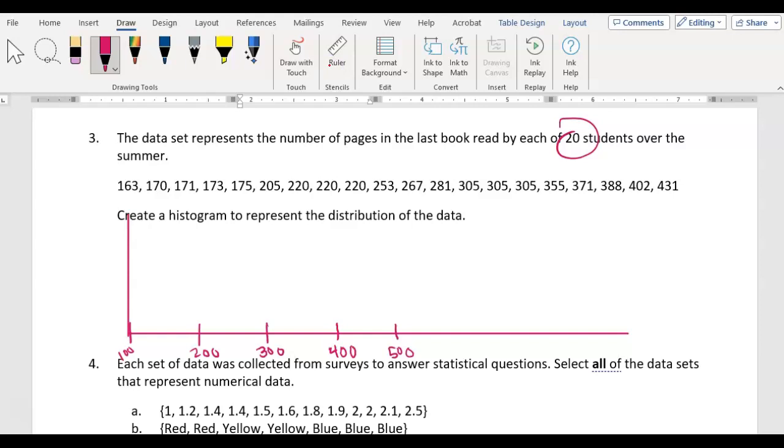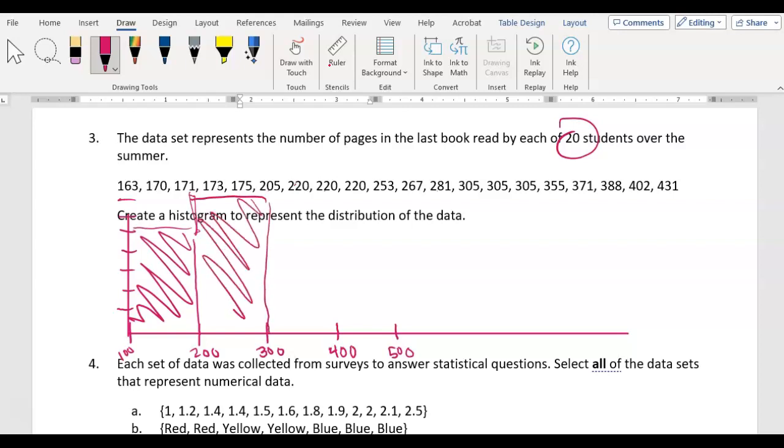Okay, so we have 5 books that are between 100 and 200 pages. So that's here. Then we have 1, 2, 3, 4, 5, 6, 7. So that's going to need to go up to 7. So 7 that are between 200 and 300 pages.